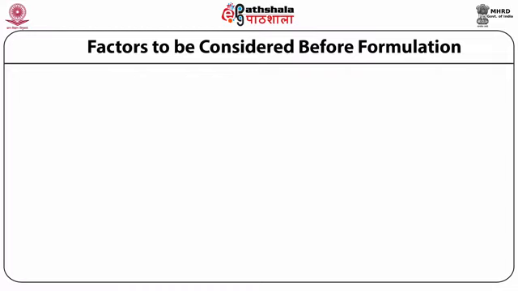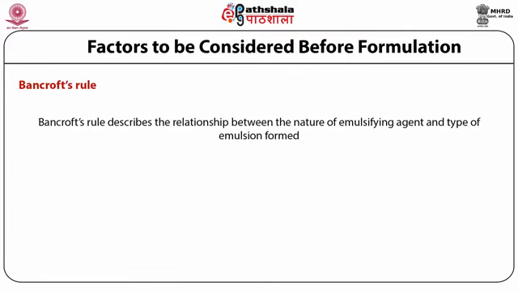Another important factor which one should consider before formulation of multiple emulsion is Bancroft rule. Bancroft rule describes the relationship between the nature of emulsifying agent and type of emulsion formed. According to this rule, the emulsion type depends on the solubility of the emulsifying agent. If the emulsifying agent is soluble in water, the emulsion will be oil in water type. And if the emulsifying agent is soluble in oil phase, then the emulsion will always be water in oil.